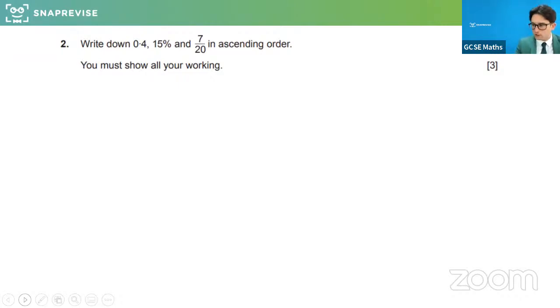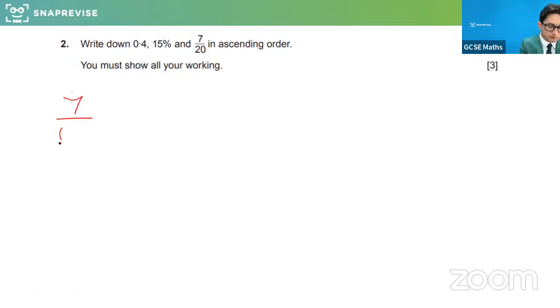So the question here, write down 0.4, 15%, and 7/20ths in ascending order. So personally, the way I would do this is try to get them all as a decimal so that it's easy to compare. And the first one is sort of done for you. We know 0.4 is 0.4. So let's try and get the others as decimals so we can compare.